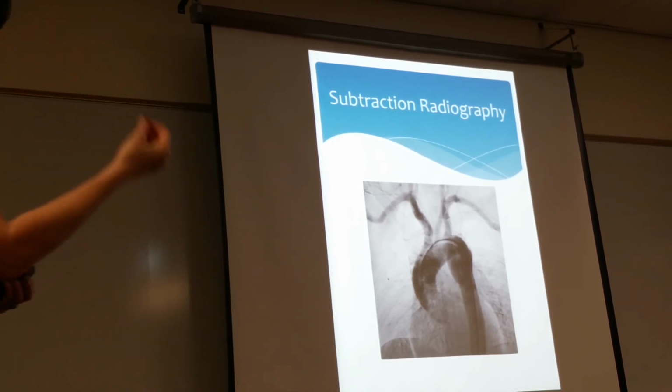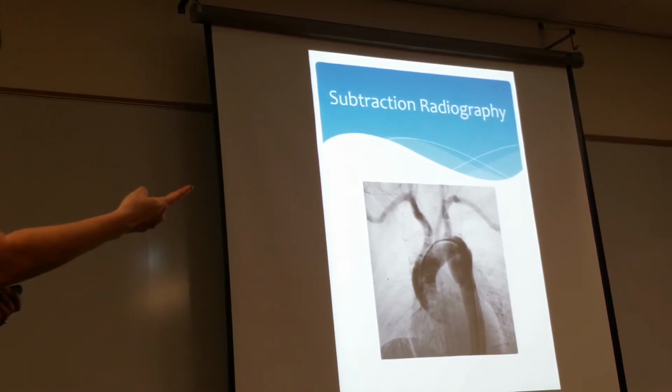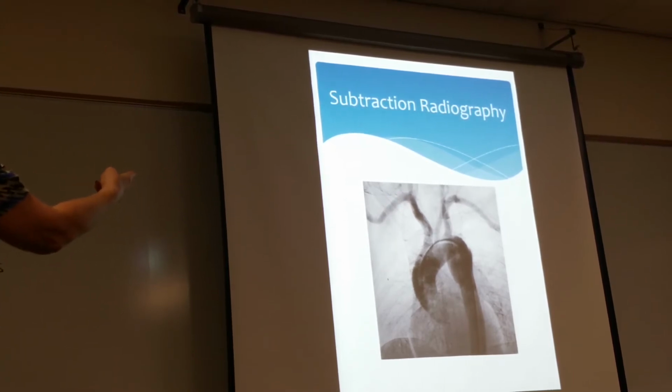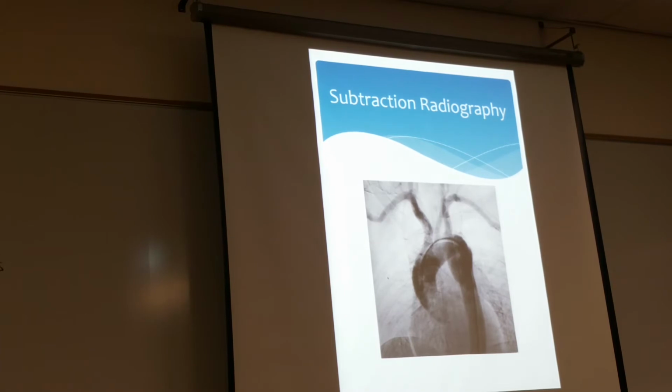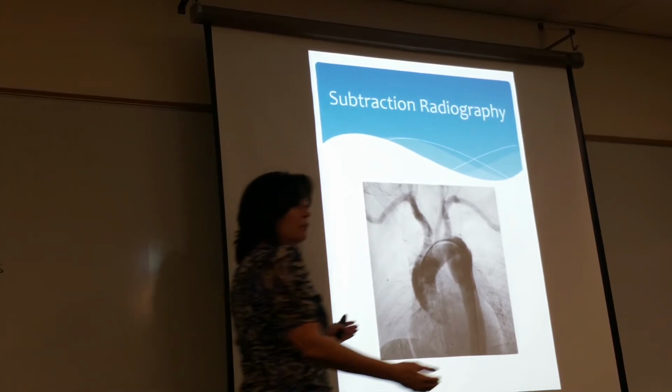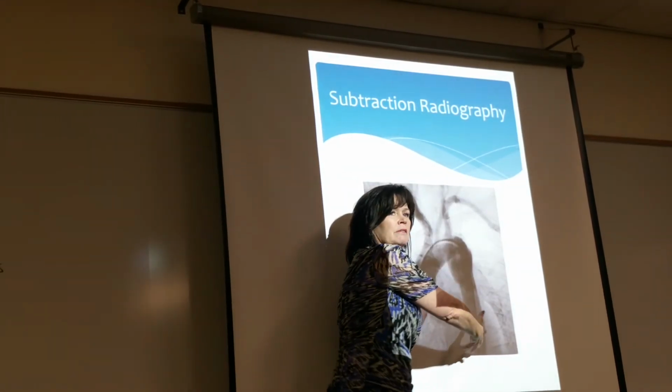You have one image without the contrast media, and one image with the contrast media. You put them together and subtract everything out that is the same between the two images. So everything's the same except for the contrast-filled vessel.